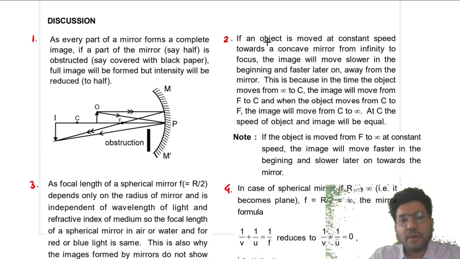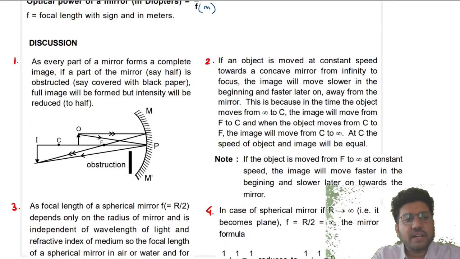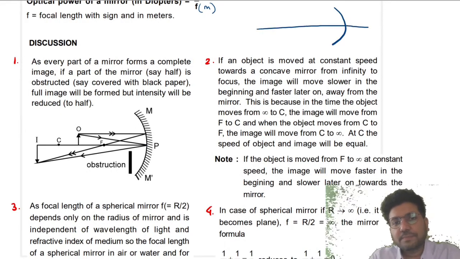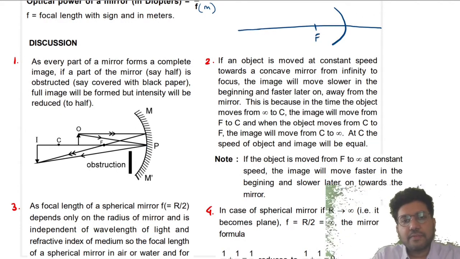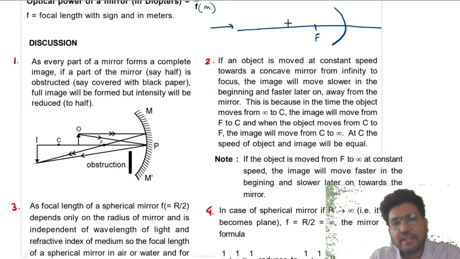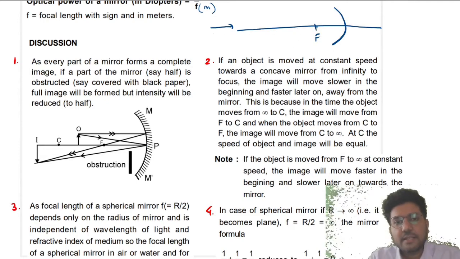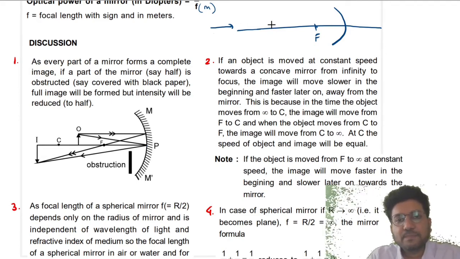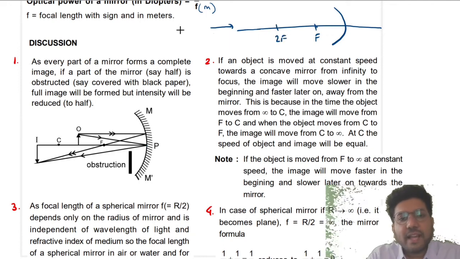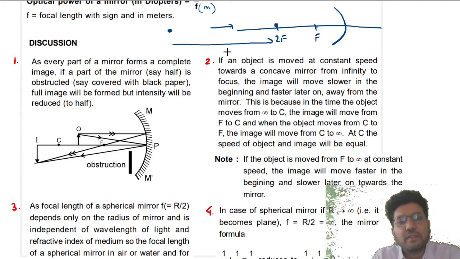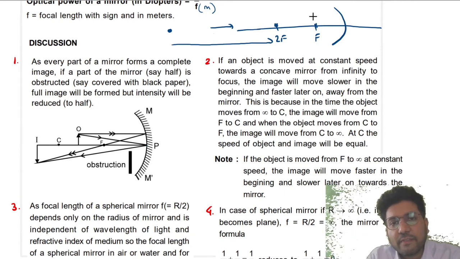Okay, then the next point, and this is important here: if an object is moved at a constant speed, suppose this is f, and from infinity an object is moving at constant speed towards a concave mirror up to the focus, then the image will move slower in the beginning and faster later on, away from the mirror. Why? See, by the time the object moves from infinity to 2f, it has covered a great distance, right? The object has covered a great distance, but the image moves from f to 2f only.